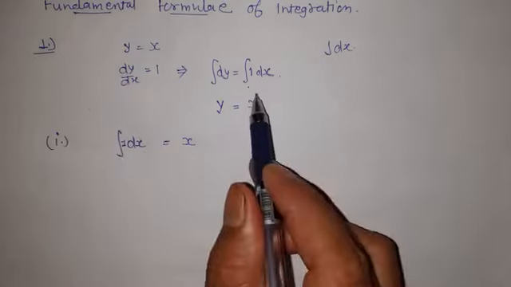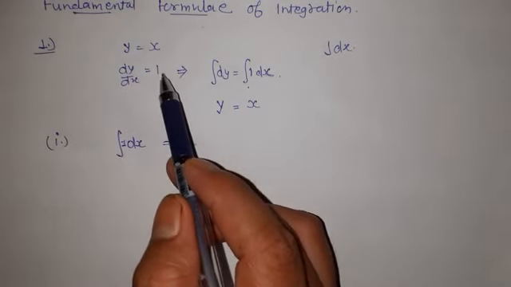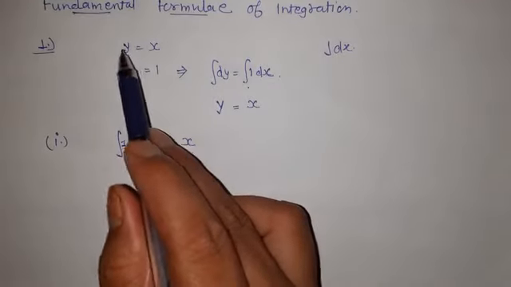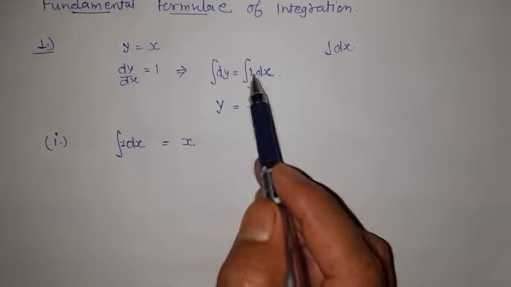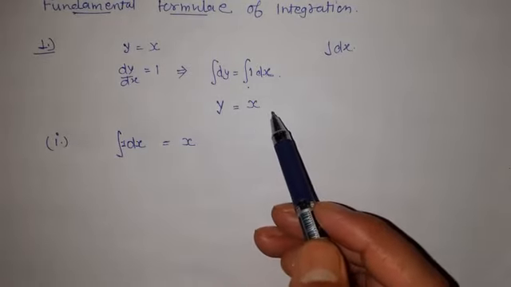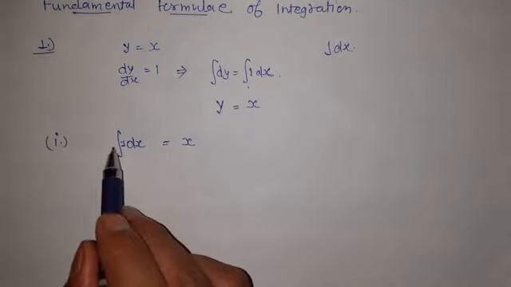So with the example we have observed that if the derivative of anything is 1, then how do we obtain that function again? We do integration, and from integration we obtain again y equal to x. Okay, so this is that first rule.